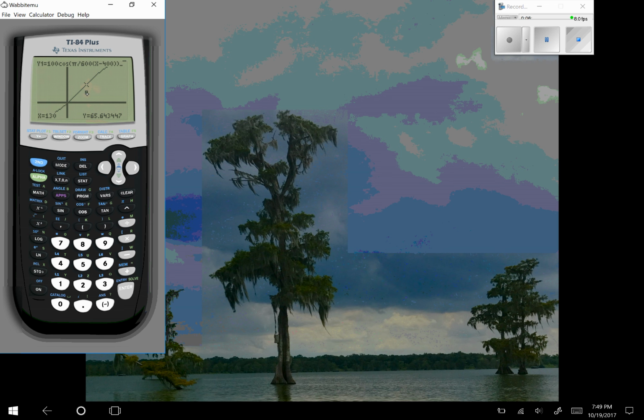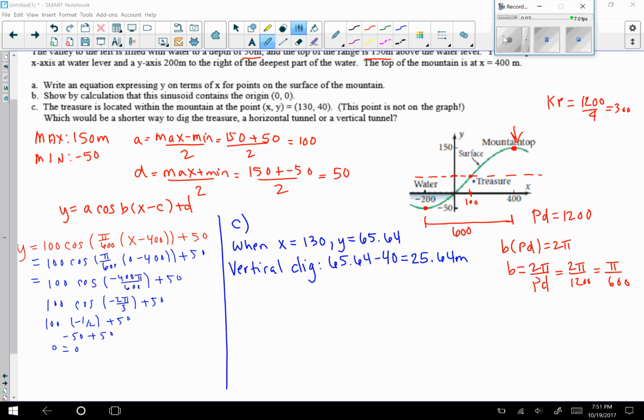So I want to figure out what that vertical distance is so that I know if I want to dig vertically or horizontally. So of course I'm going to take that 65.64 and subtract it from that actual point of the buried treasure. So when we did the actual subtraction, we get the vertical dig to be 65.64 minus the 40, which gives us 25.64 meters. So that distance from here to here that we would be digging would be 25.64.